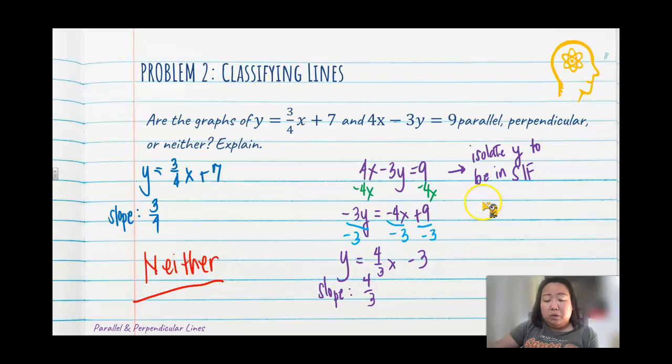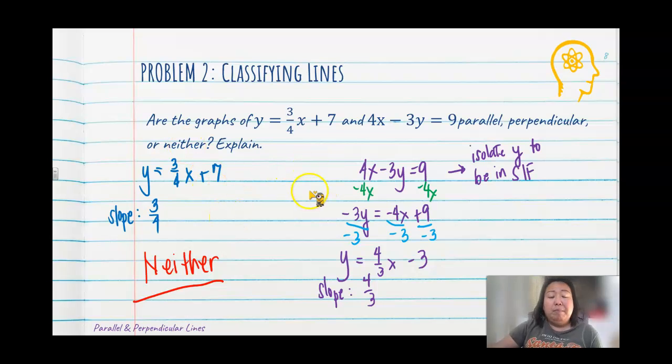We subtract 4x on both sides. We divide by -3 on all of them, and it will change to 4 over 3x minus 3. And looking at our slope, which is 4 over 3, and comparing it to the other line's slope, they are reciprocals. Unfortunately, they are both positive. Okay, they are both positive, so they will not be classified as perpendicular. Definitely they are not parallel because they are not the same. So they're not parallel, they are not perpendicular, and so they are neither of the two.